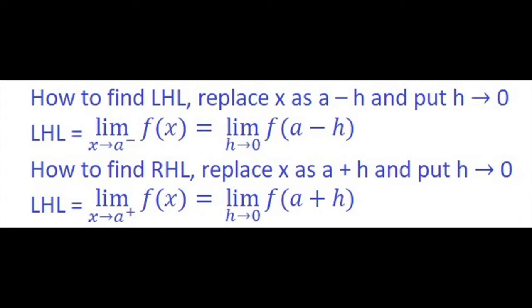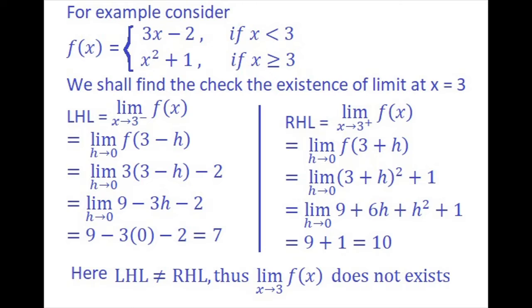How do you find the left hand limit and the right hand limit? For the left hand limit, put x as a minus h and let h tend to 0. And for the right hand limit, replace x as a plus h and let h tend to 0. In both ways, as h tends to 0, x tends to a itself. But a minus h means we are approaching from the left, a plus h means we are approaching from the right. Anyway, x is tending to a itself.